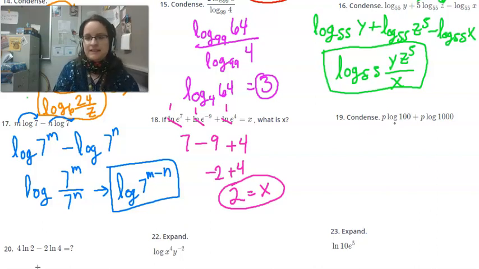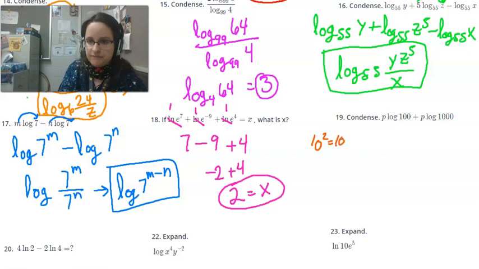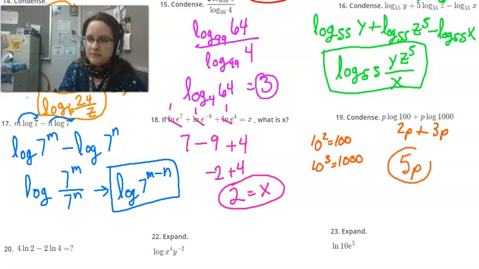Number 19, condense p log of 100 plus p log of 1000. Well, the base of the common log is 10. 10 to the 2nd power is 100, and 10 to the 3rd power is 1000. So we can replace log of 100 by 2, so it would just be 2p. And then we can replace log 1000 as 3, so it would be 3p. 2p plus 3p would be 5p. And that would be your simplified condensed expression.